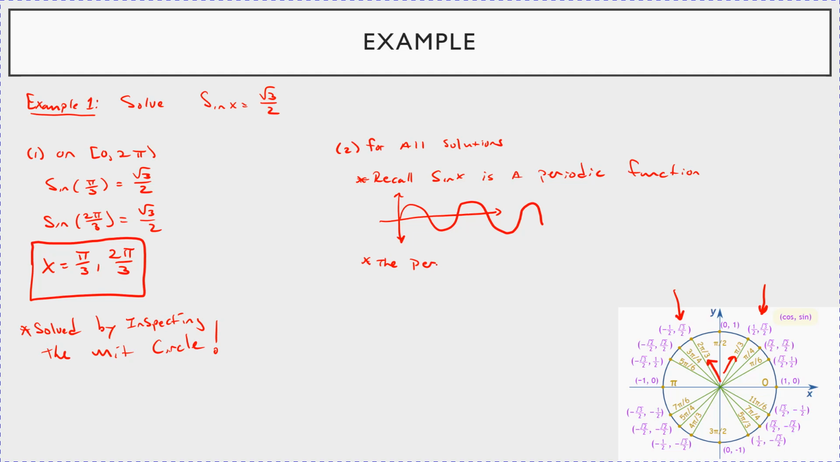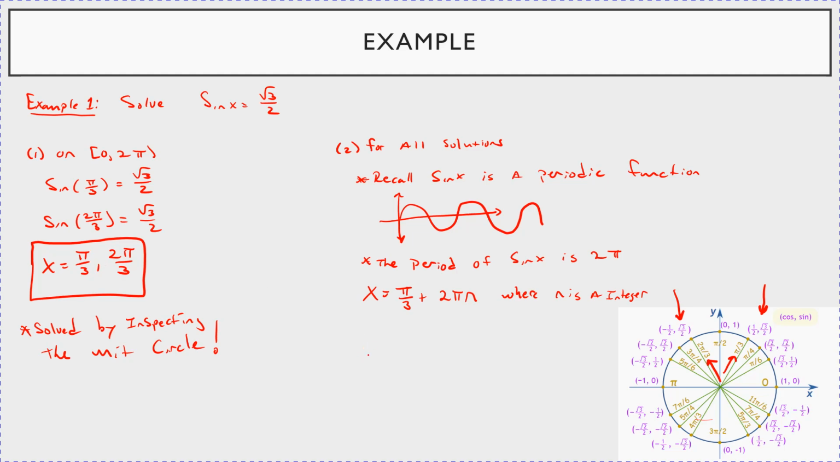So the period of sine of x is 2 pi. So this pi over 3, you go another 2 pi, you get back to it, okay? So what you do to solve for all solutions is this value, pi over 3, or the value of square root of 3 over 2 at pi over 3 here, gets repeated every 2 pi. So one solution, the way you do this, is you go pi over 3 plus 2 pi, because that's the period, times n. And this is where n is an integer.